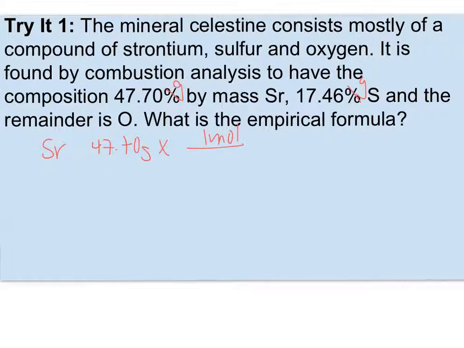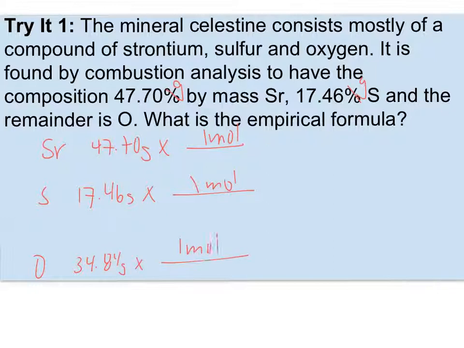I have 17.46 grams of sulfur that I need to change to moles. So I need to look up some molar masses. And then oxygen, if the remainder is oxygen, I can just take my 47.7 plus my 17.46. That's 65.16. And if I subtract that from 100, then the other 34.84%, or 34.84 grams, has to be oxygen.